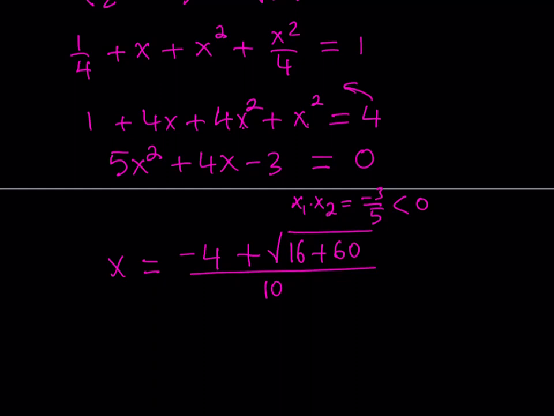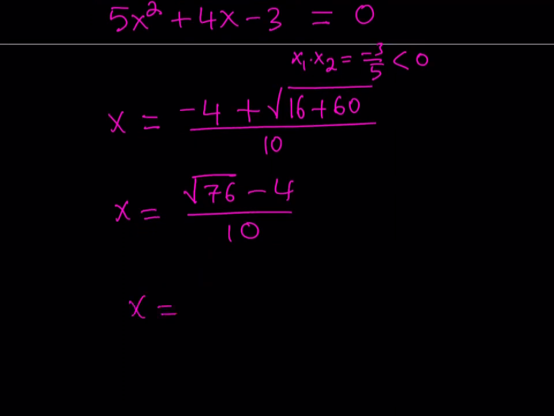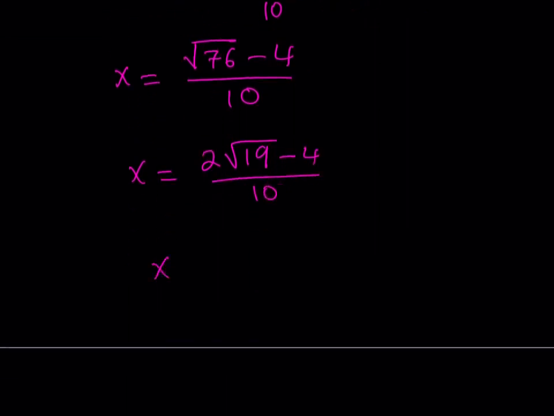So now this is what we get. And then 16 plus 60 is equal to what? 76. So I'm going to write that first because it looks cooler that way. Divided by 10. Now, obviously, this can be simplified because 76 is divisible by 4, which is a perfect square, so I can just take it out. So 4 times 19, that should give me x is equal to 2 times the square root of 19 minus 4, divided by 10. And as you can see here, everything is divisible by 2. If we divide, we should be getting the following answer.